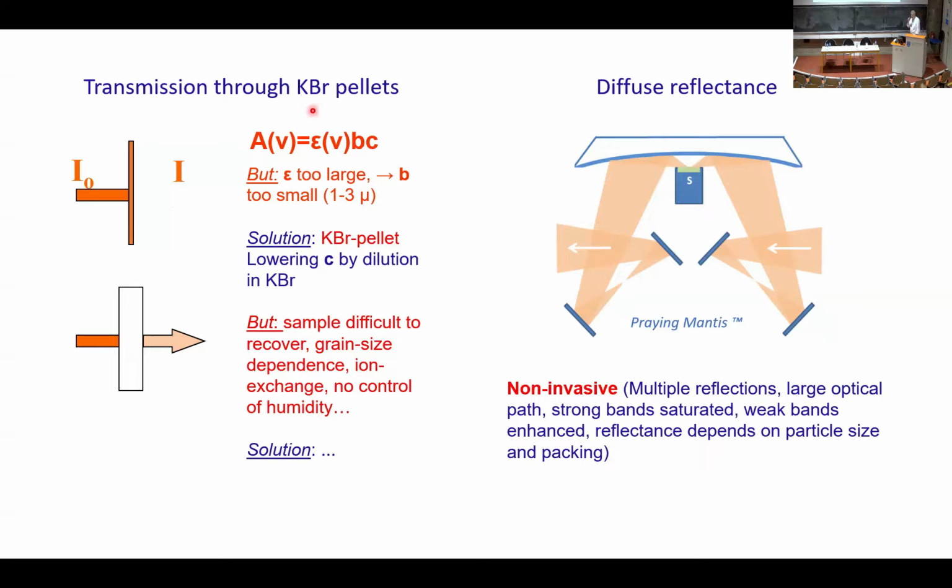Instead of that, people have used the KBr pellet solution. That is, you dilute your sample in KBr, press it, make a pellet. The concentration is reduced a lot by that, 100 times, and then you measure the spectrum. Especially in the case of clays, I see problems with that.